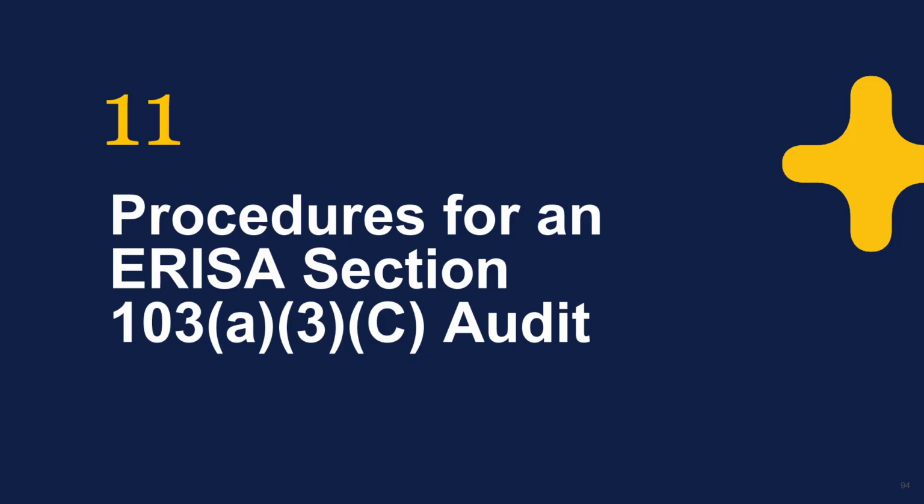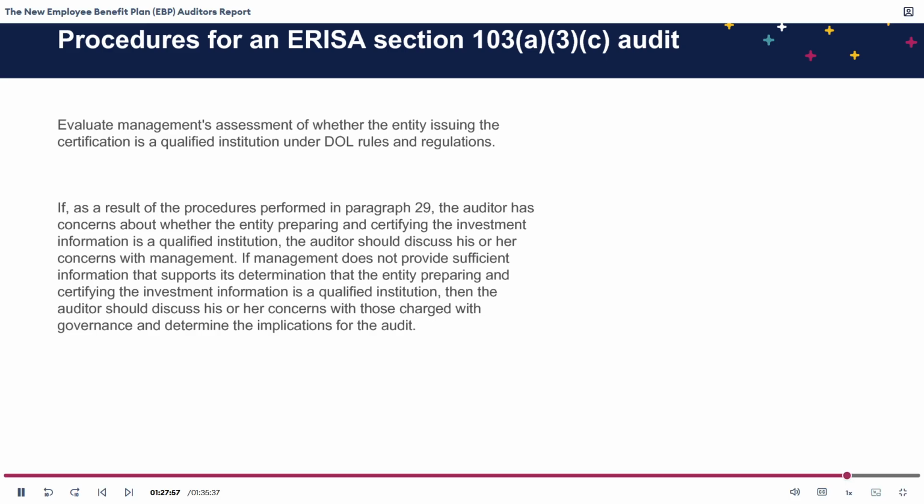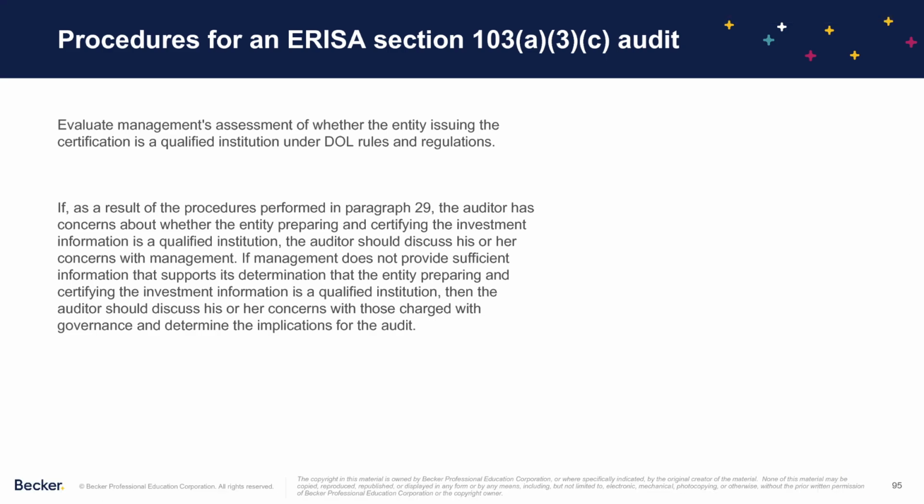All right. Remember, this was an area, limited scope audits, now known as 103(a)(3)(C) audits, were one of the key areas related to findings. And so they are going to provide us with some explicit procedures that need to be performed when performing these audits under ERISA Section 103(a)(3)(C). So first off, we need to evaluate management's assessment of whether the entity issuing the certification is a qualified institution. So you were probably wondering before where it said inquire of management. Most of us know that inquiry alone is never enough, and that's not enough, right? So now we need to evaluate management's assessment.